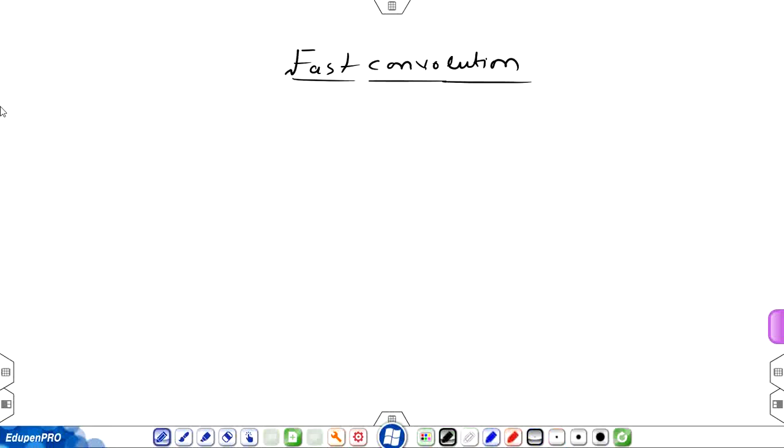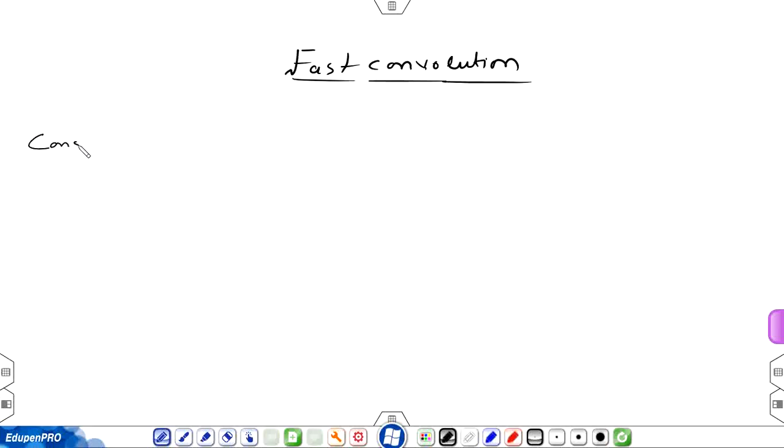Hello everyone. In this lecture, the implementation of the convolution algorithm using a smaller number of multiplication operations will be discussed, and that technique is called fast convolution. We all know that convolution can be expressed as a matrix multiplication.